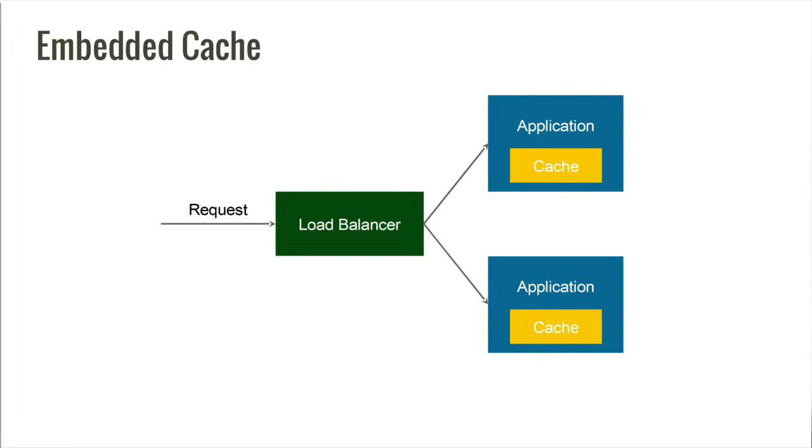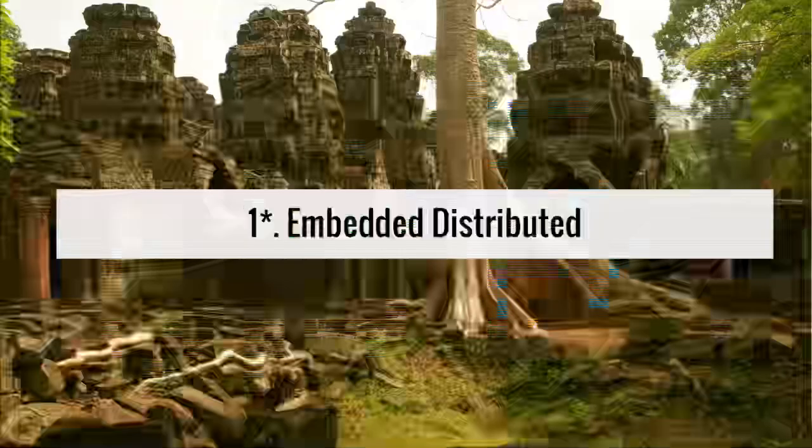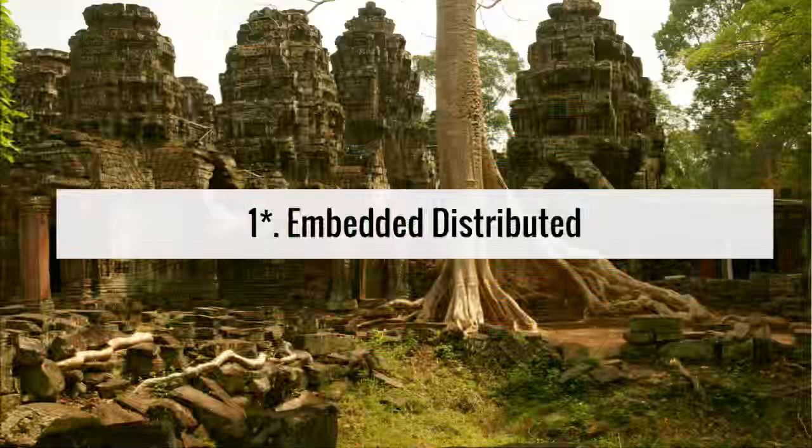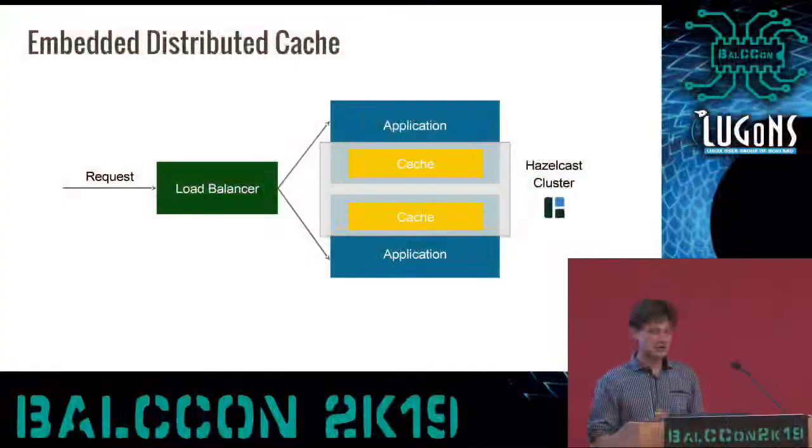So one idea how to improve the embedded cache is to use embedded distributed cache. This is still the same architecture. We don't change the architecture. However, we will change the library we use inside our application. So this time we will use Hazelcast as a library. Hazelcast is just a library. It's like Guava, so it's not a framework or anything. You just change the library you use.